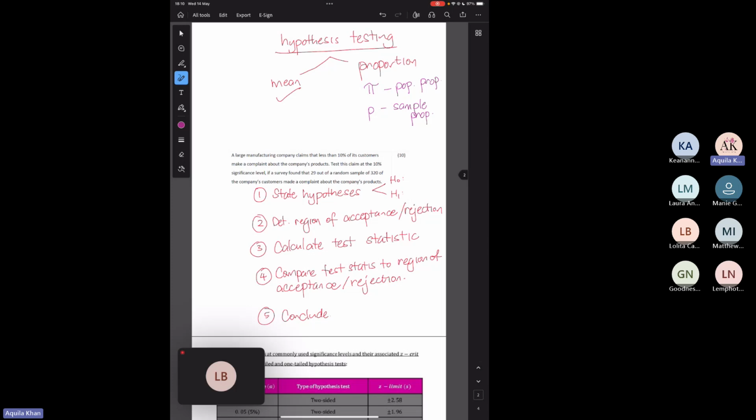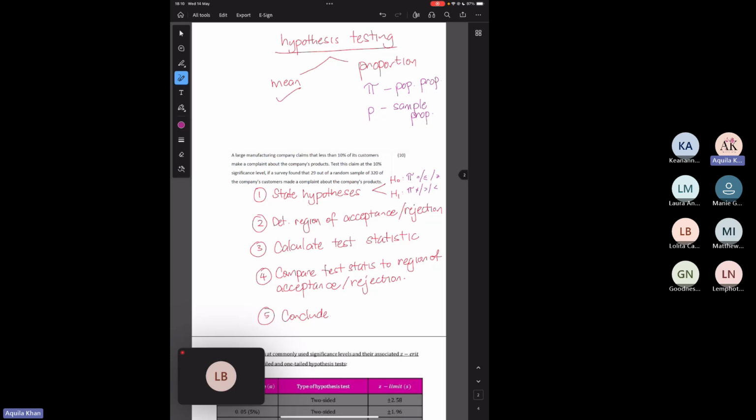And in your null and alternate hypotheses, it will always say pi. If it's a two-tailed test, remember, it's equal to and not equal to. If it is an upper tail test, then it will say less than or equal to and greater than. If it's a lower tail test, then it will say greater than or equal to and less than.